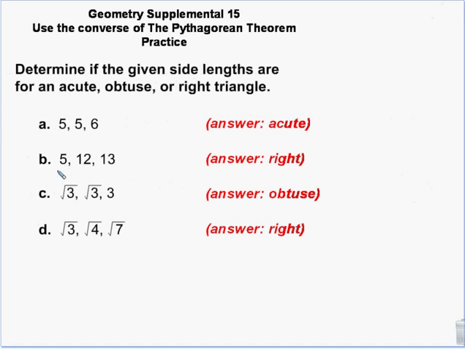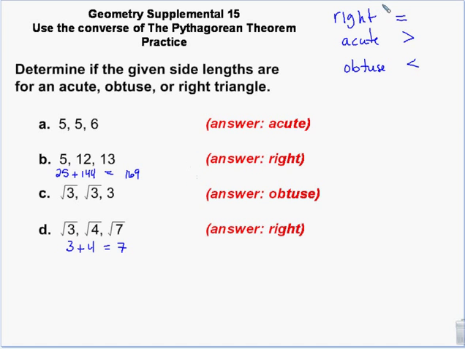Okay, for this one, it would be 25 plus 144 and 169. And the 25 plus 144 is 169. And then here you'd have 3 plus 4 and 7. So they're both equal. Okay, if they're right, it's equal. If they're acute, it's greater than. If they're obtuse, it's less than.